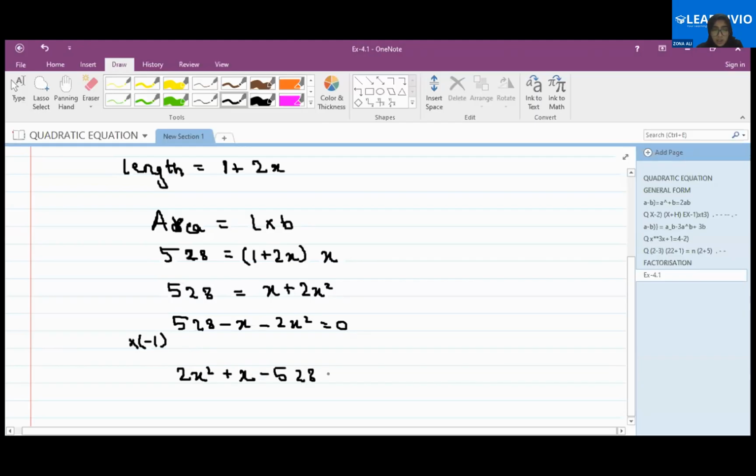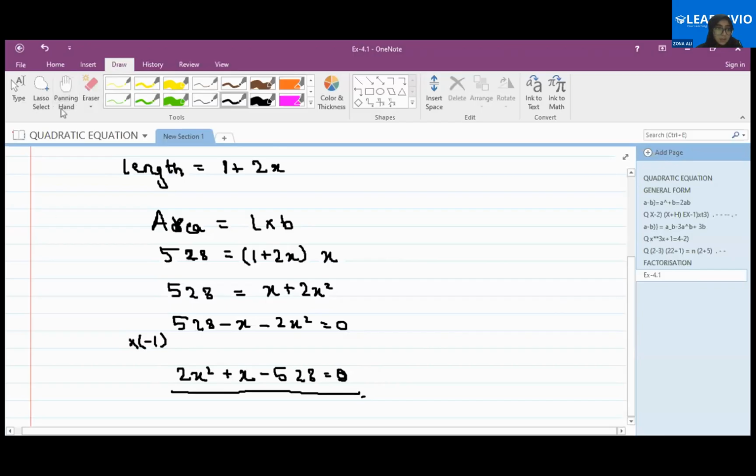So the question is just to find the quadratic equation; we don't have to find the values of length and breadth here. In the next part we will see how we are going to actually find the values of length and breadth. So coming to the next question, that is question number 2.